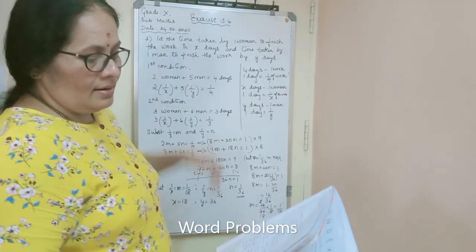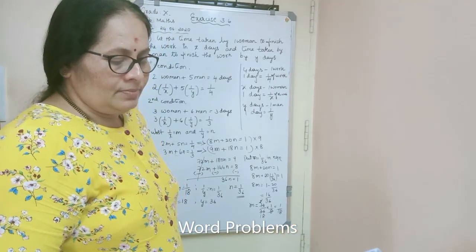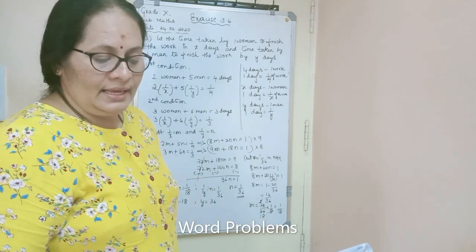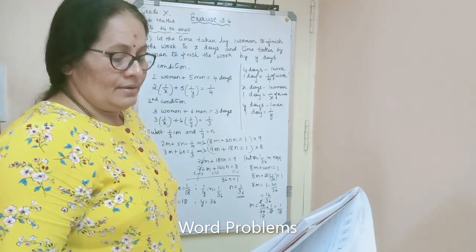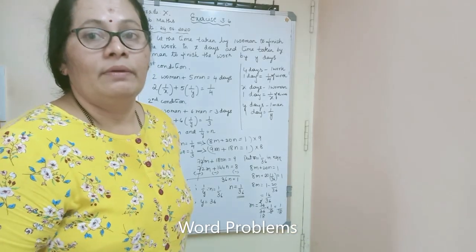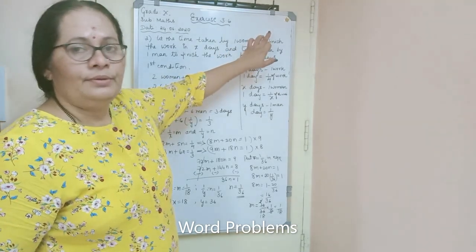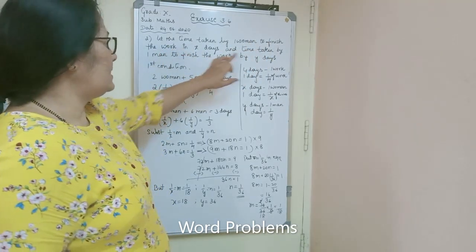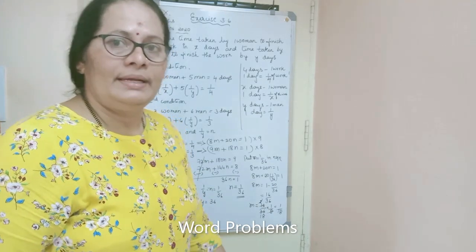2 women and 5 men. And the same work 3 women and 6 men can finish it in 3 days. Find the time taken by 1 woman and 1 man to finish the given work. Now, take the time taken by 1 woman to finish the work as x days and the time taken by 1 man to finish the work as y days.